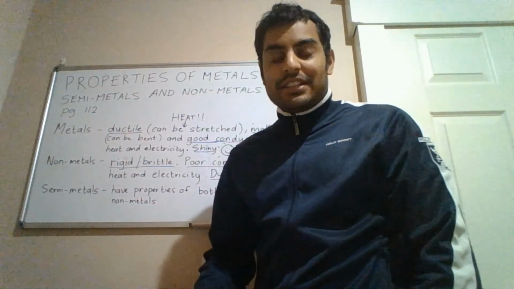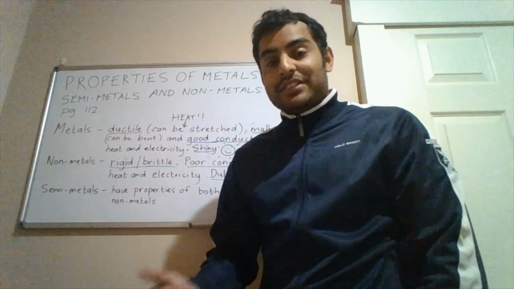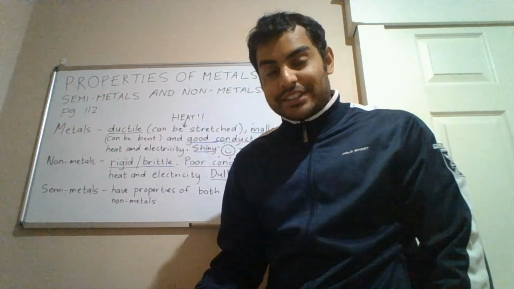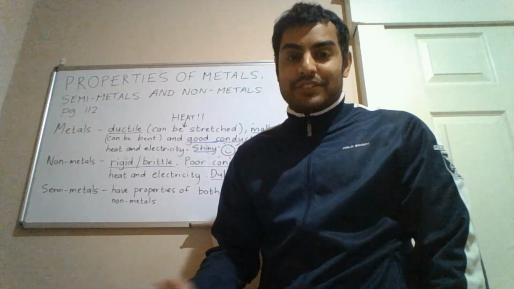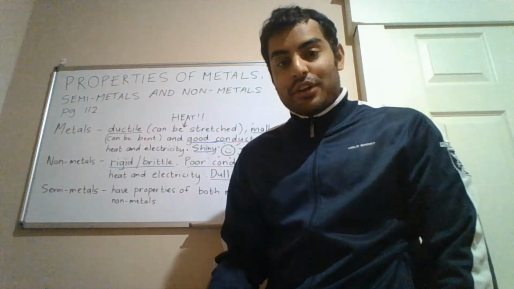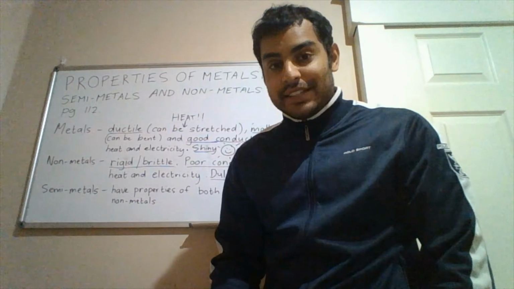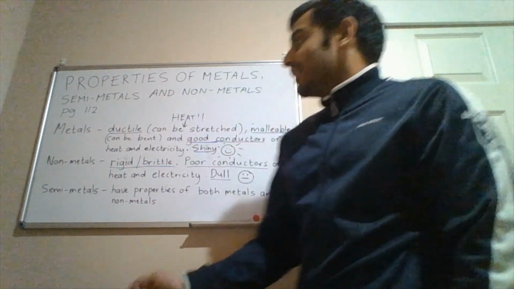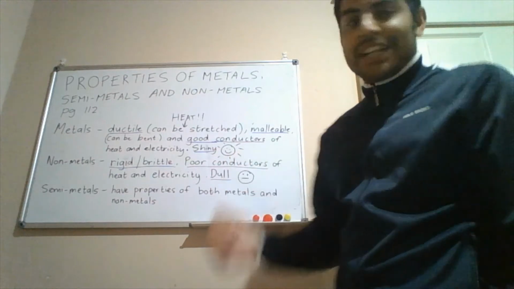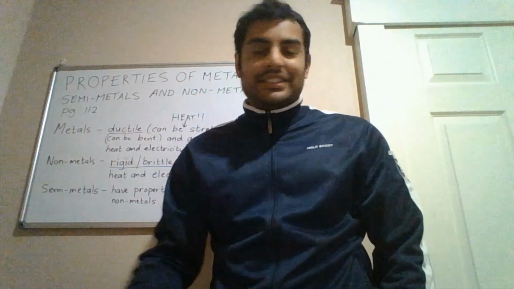So we've seen the idea of metals, semi-metals and non-metals before when we looked at the periodic table, and we saw that it was divided into these three categories. And in this lesson, we'll be going over the properties of each category. So we're going to start with metals. Metals are ductile, and that means that they can be stretched.